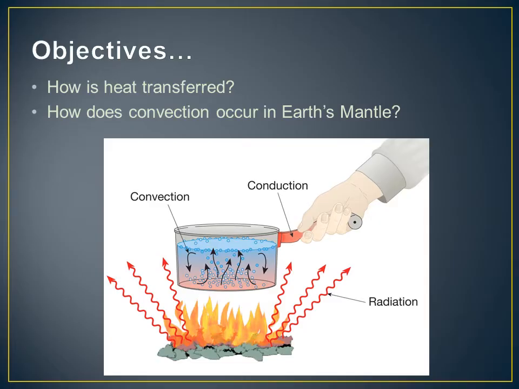So, two objectives here. First, how is heat transferred? How does heat go from one place to another, essentially? And how does convection occur in Earth's mantle?